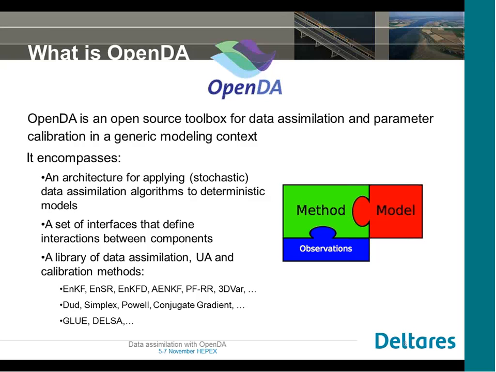OpenDA is a generic toolbox for data simulation, parameter calibration, and uncertainty analysis in a generic context. It contains a library of methods, and this library is growing. Basically, OpenDA is a set of interfaces that define the interaction between the components. The component that is in control is the method, the algorithm. The algorithm can start the model, stop the model, ask for an observation, ask for the states, and in that manner control the whole process of running the data simulation.